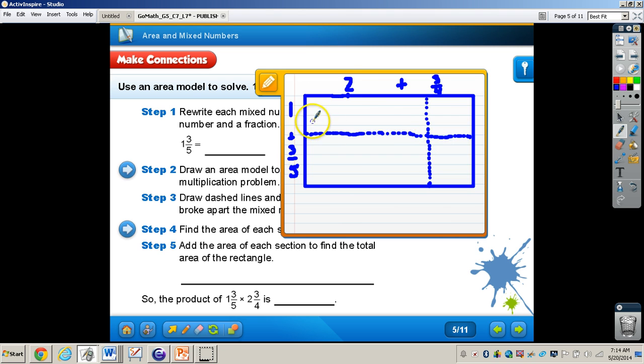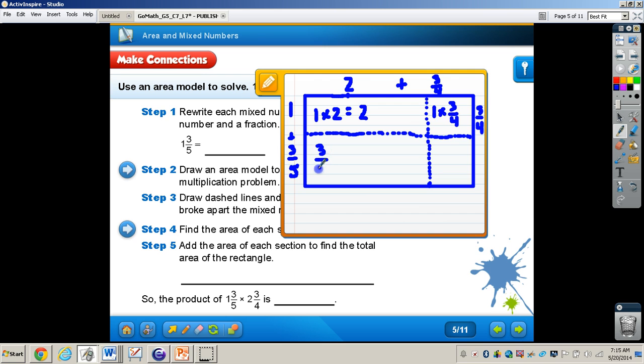Alright, now what we have here, you can see that this space right here would be 1 times 2, and that's going to give us 2. Now for this section here, this represents 3/4 length. The height is going to be 1, so we have 1 times 3/4, and that's going to give us 3/4. Just like that. You can follow along with me as I do this, and we'll do this together.